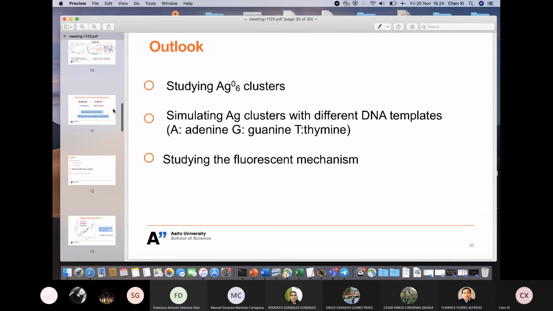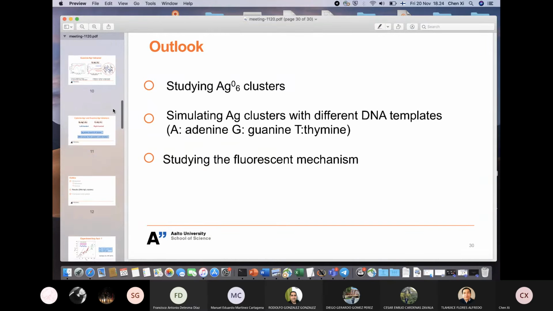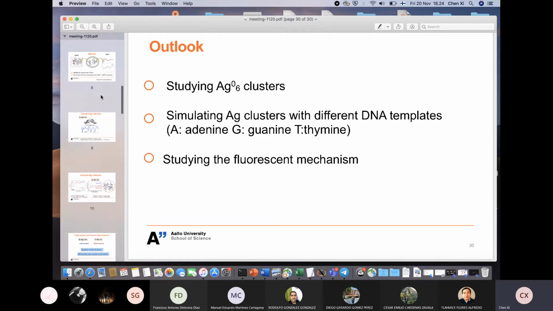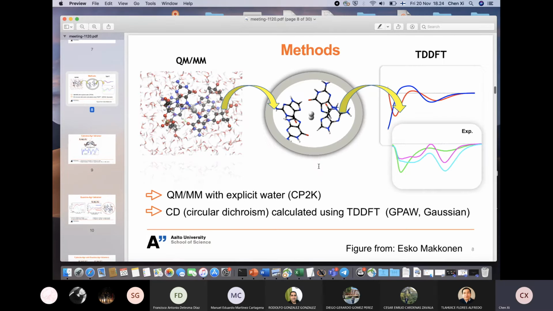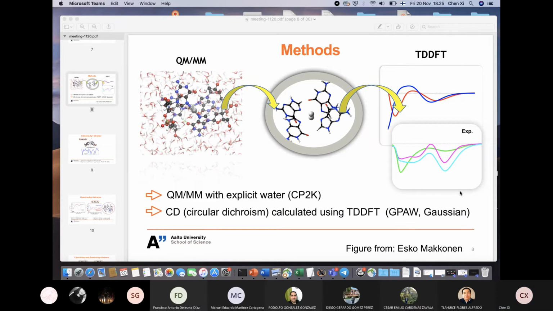Hi, Professor. I have a question about the software that you employ in the development of your calculations. What is the name of the software that you employ? Yes, so for the molecular dynamics, we use CP2K, and for calculating the circular dichroism spectra, we use GPAW normally. Thank you very much.